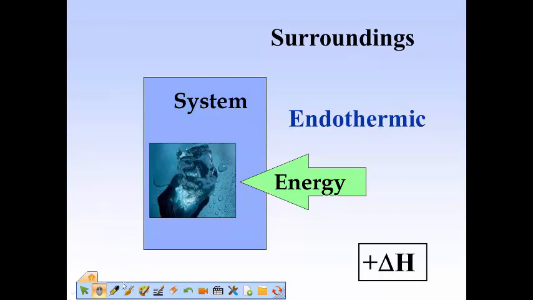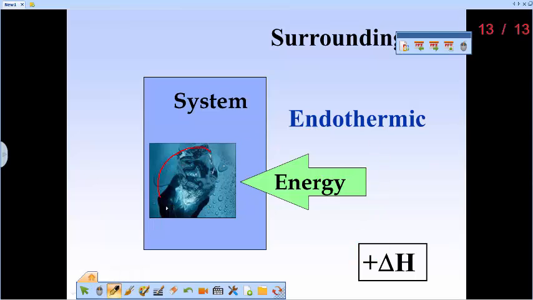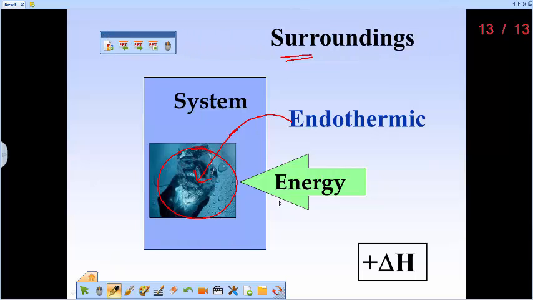To melt ice requires that the ice absorb heat energy. So energy would be entering the system from the surroundings. That would give you an endothermic or a positive delta H value.